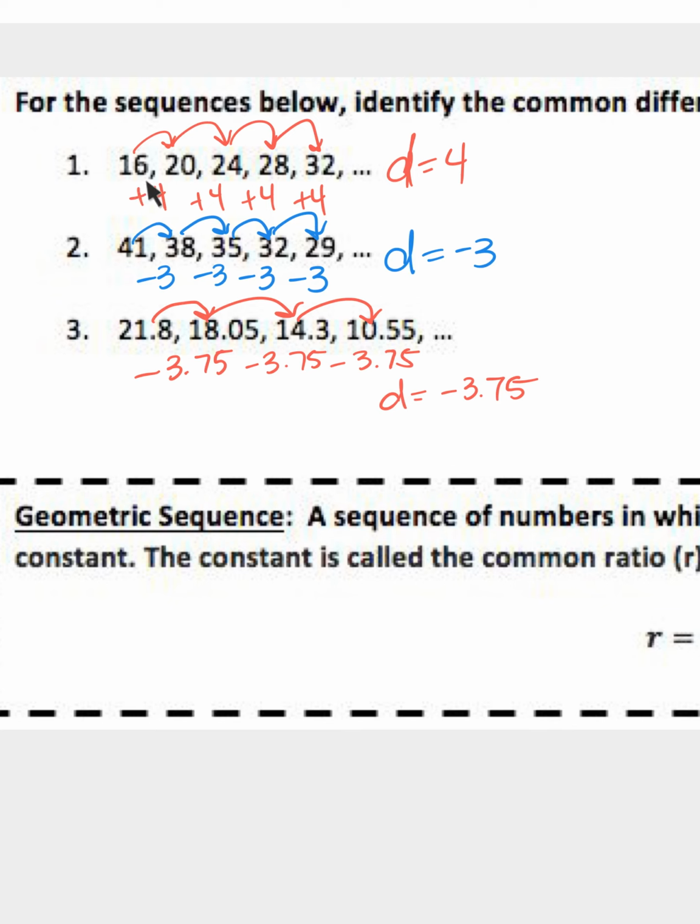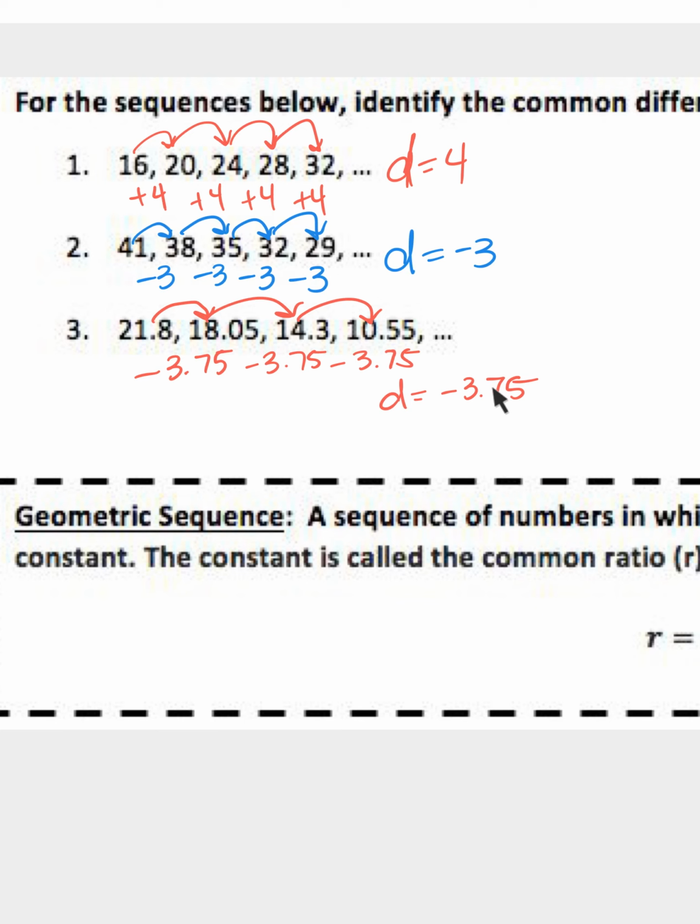Alright, so here's what I have. I have example 1, 2, and 3. After taking the new term and subtracting the previous term, I got a positive 4, and I saw that the pattern continued. So my common difference, when I label that, is d equals 4, meaning that each new term is changing by 4. For example 2, I took my new term, subtracted the previous, and got a negative 3, and that pattern also followed, so it was negative 3 after each one. Therefore, my common difference was negative 3. For example 3, I found a pattern and my common difference was d equals negative 3.75.